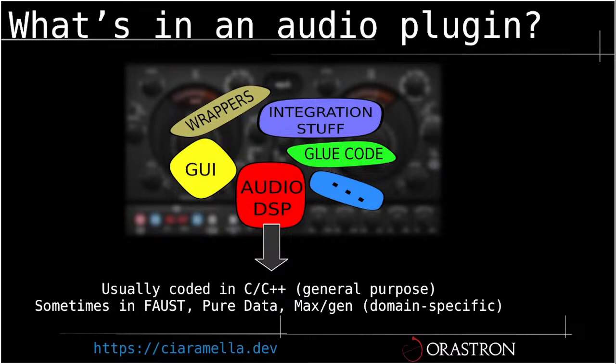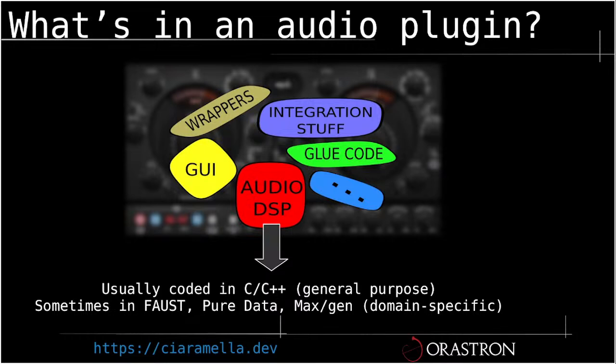This audio DSP part is usually coded in C or C++. At least that's, from my experience, how it works in the industry right now. Those languages, for those who know programming, are general purpose languages, which means that you can develop pretty much anything with them, which has some advantages and some disadvantages. One of the disadvantages is that they're not tailored specifically to plugin development, so you will end up spending some time trying to teach those languages what you're trying to accomplish.